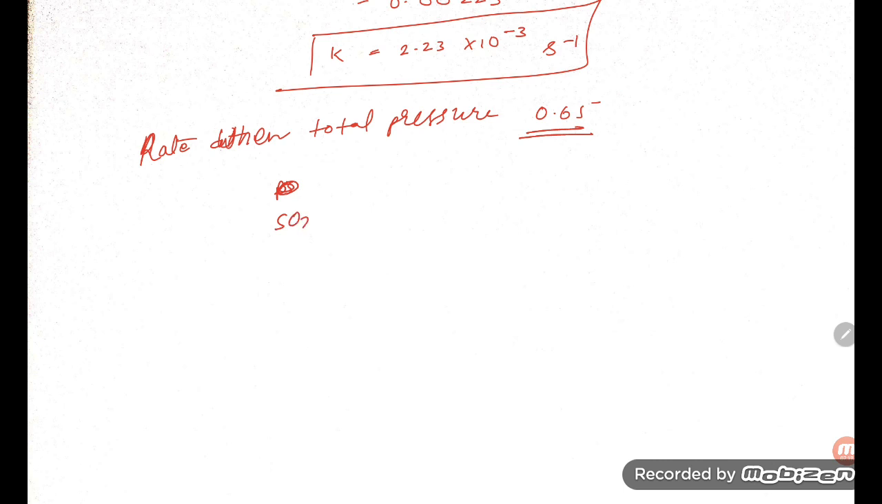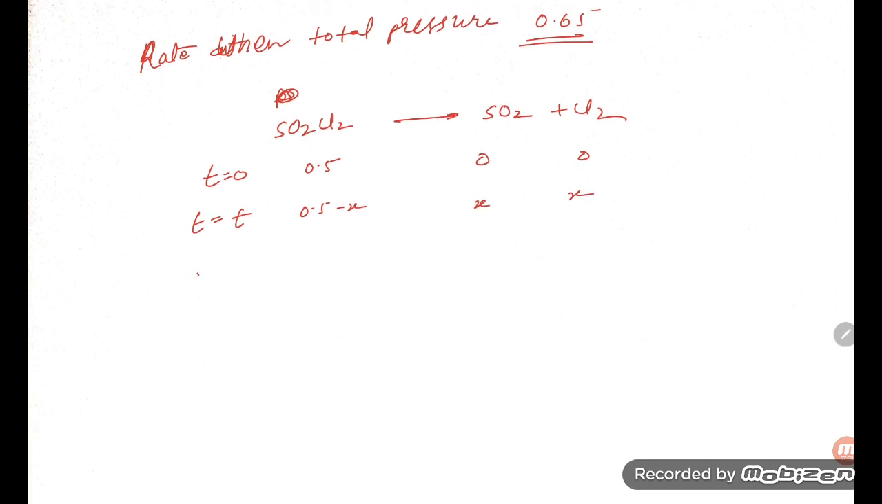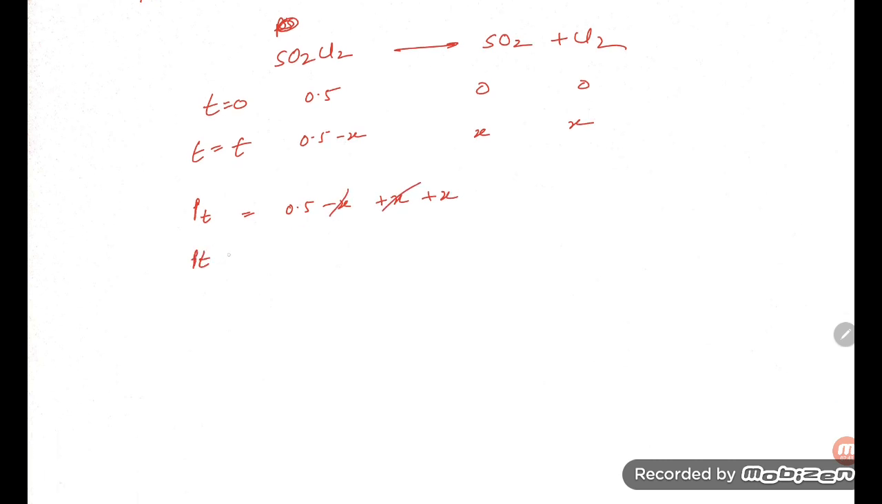SO2Cl2 is decomposing, it is giving SO2 plus Cl2. So at T equal to 0, it is going to be 0.5, already given, and 0, 0. At T equal to T, it is 0.5 minus X, and here X and X. So P total, Pt is equal to 0.5 minus X plus X plus X. Student, this is going to be cancelled now. So Pt is equal to 0.5 plus X.